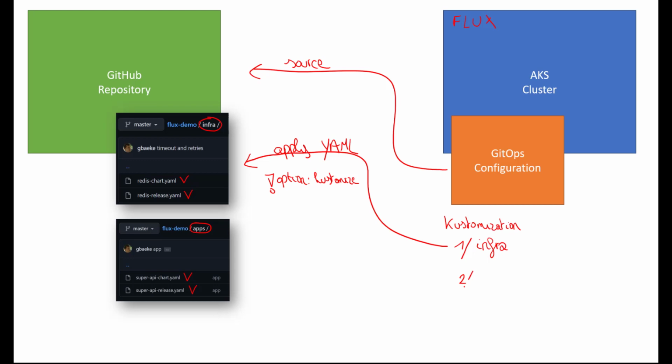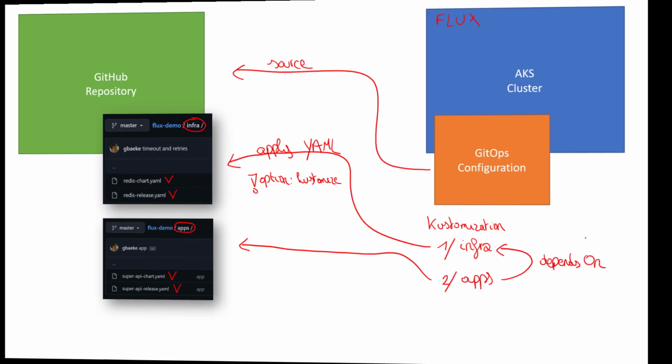The second kustomization we'll create is an apps kustomization. And of course, you see where this is going. We will tell this kustomization to apply the YAML which is inside the apps folder. What we'll also do is to make this apps kustomization depend on the infra kustomization. There's a depends on parameter you can use while you create the GitOps configuration here. Now, that's enough theory. Let's get started creating all of these components.